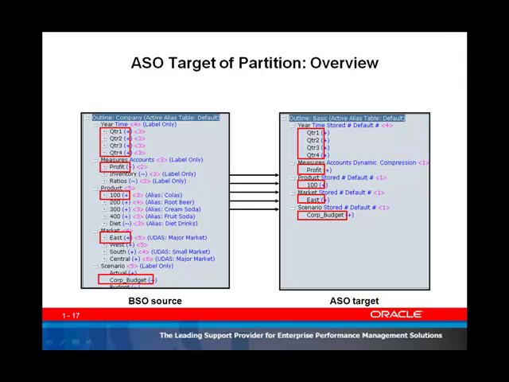So when using ASO as a transparent target partition, it's possible to have different granularity in the source and the target. In this example, the block storage source cube is more detailed than the ASO target cube. Also notice that in the target cube we are displaying only the corp budget. This means that the target cube will only contain corp budget and display it on a different level than the source cube.